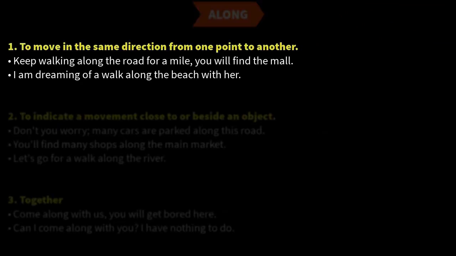Along indicates a movement on a surface, on a road, on a street, or on a plain line from one point to another in the same direction. Very simple. It indicates a movement in a particular direction on a surface, on a road, or on a street, or on a lane, or maybe on a straight line. Let me give you some examples.